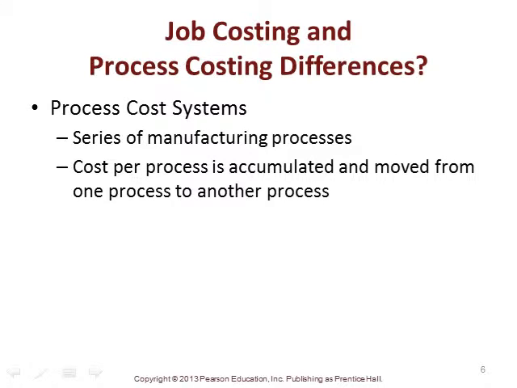And so in this process, cost is applied per process. That is, it's accumulated and moved from one process to another. So there becomes a cost associated with Department 1 or Process 1. That's moved out of Department 1 or Process 1 into Process 2 or Department 2 when it moves into that processing department, and so on through all of the different processes that make up the production process.